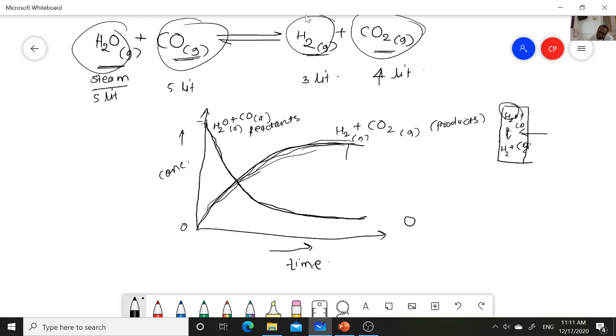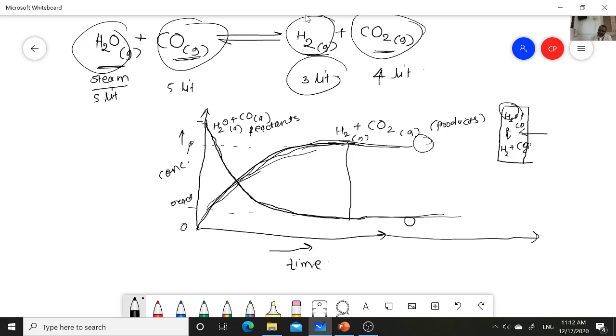So what is happening in this state, after some time, if you keep this reaction mixture for a longer and longer time, there is an equilibrium between the concentration of the product and the concentration of the reactant. The reactant concentration has become less, the product concentration has increased, right? But after a certain limit, the product concentration will not increase and the reactant concentration will not further decrease. It will not go to 0.